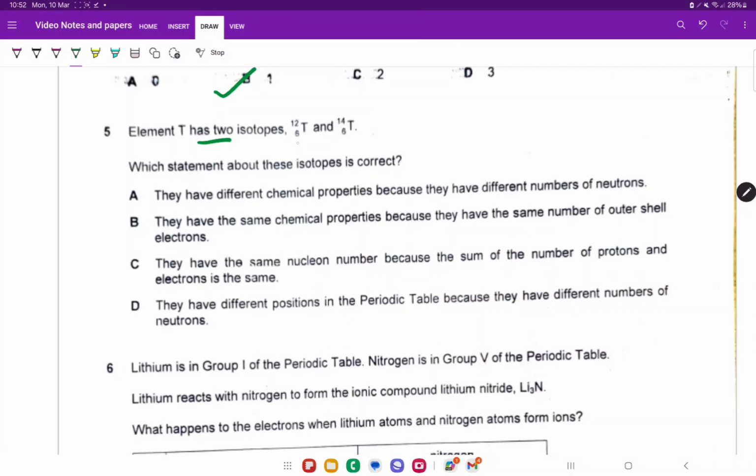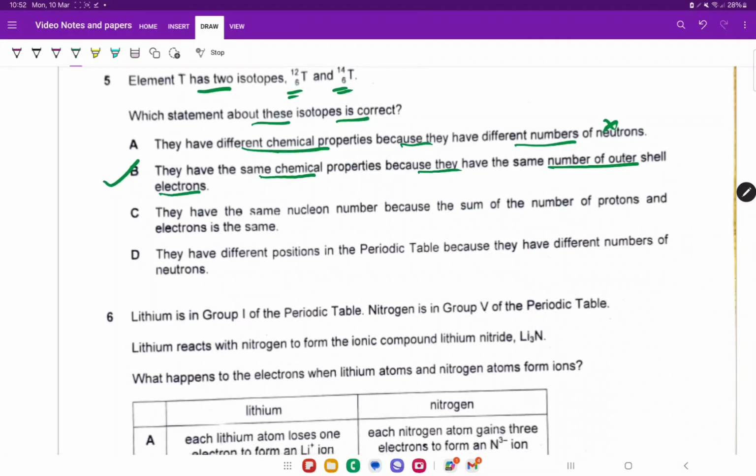Element T has 2 isotopes, carbon-12 and carbon-14. Which statement about these isotopes is correct? Now isotopes, they have different chemical properties because they have different numbers of neutrons. Different chemical properties, no, chemical properties do not depend on neutrons. And they have different properties, that's also wrong. B: they have the same chemical properties because they have the same number of outer shell electrons. Yes, outer shell electrons control the chemical properties, and since both of them have the same number of protons, they will have the same number of electrons, hence the same chemical properties.